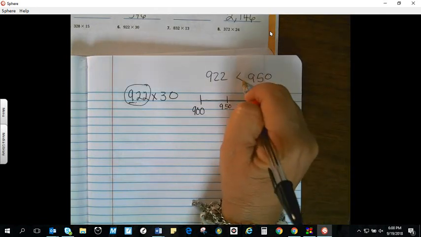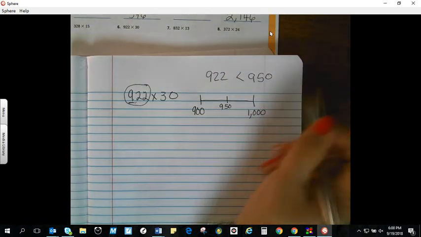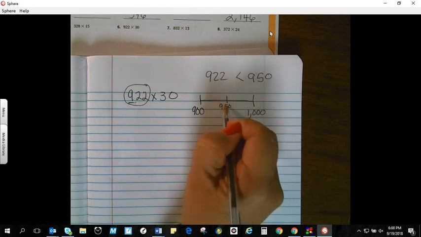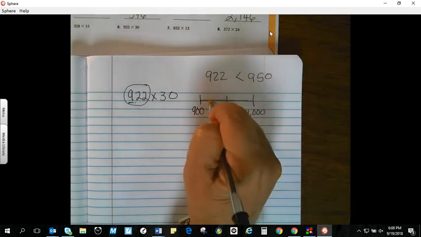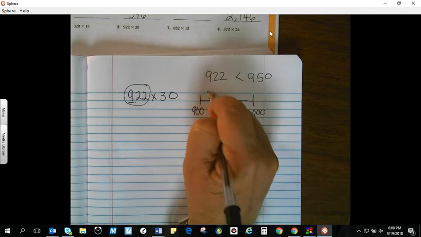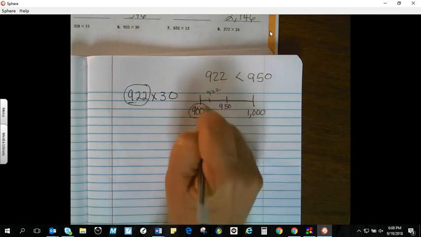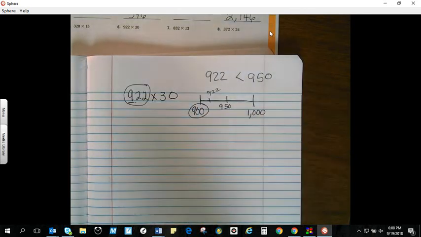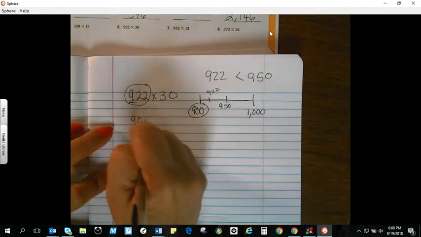922, you're saying it's less than? And so if it's less, I can't pass this mark. So I'm going to place it right here, which means that it's closest to 900. Does that help out a little bit? Very good. Okay, so now I have 900.